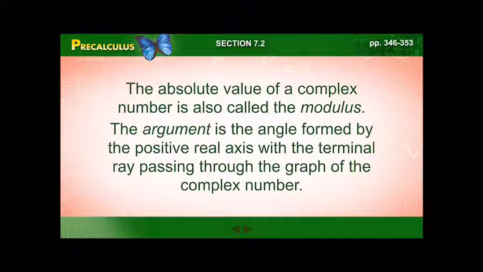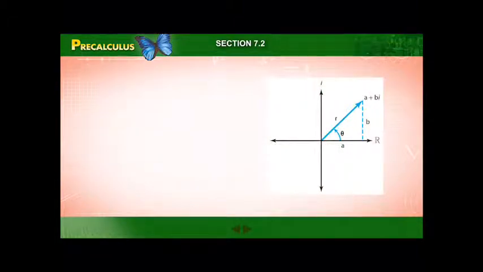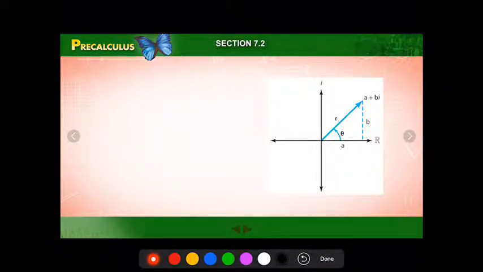The argument is the angle that is formed by the positive real axis and the terminal ray passing through the graph of the complex number. So this seems really confusing, but let me show you this picture and it'll help you understand. You guys notice here you got a modulus drawn. It starts at the origin. So you see this point right here starts right there in the middle, and then this is the polar coordinate that it's talking about, the a plus bi, that dot there that the arrow points to would be the modulus.